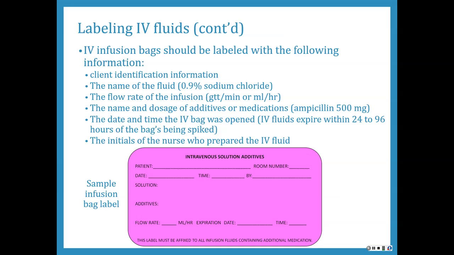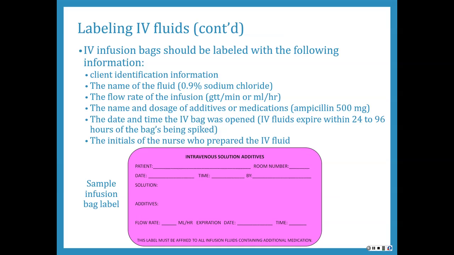This is an example of what a label may look like for IV fluids. And so it goes on the client's bag of fluid and it tells you the type of solution. An example would be maybe they had normal saline hanging. You also would note on here what the order is for the infusion, what the flow rate is supposed to be. If anything was added to the bag of fluids, so for this example we have ampicillin 500 milligrams, that has to be noted on the outside of the bag.